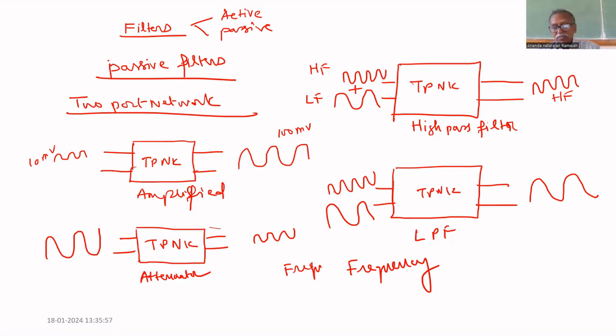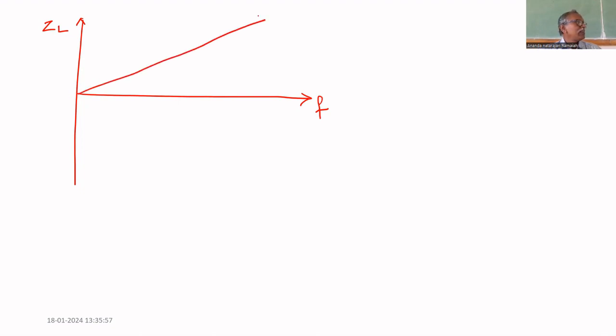Already we know, if you draw the frequency versus its impedance, ZL, the impedance of an inductor, varies from zero to infinity. As frequency increases, its impedance increases. Suppose I am having a circuit in which an inductor is there, then the impedance for high frequency is higher. Automatically, the drop at high frequency will be more because impedance is higher.